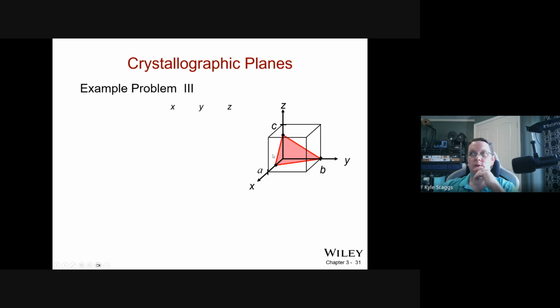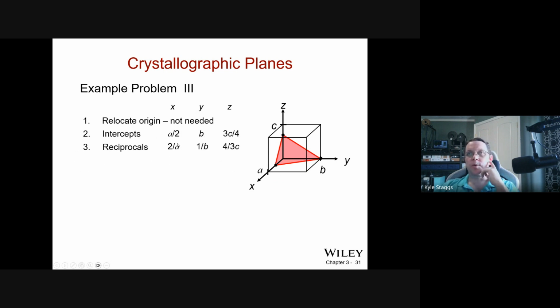Here, where we're crossing all three, we're crossing at 1/2, 1, and maybe 3/4. I think that one's set to be 3/4. So 1/2, 1, 3/4. Multiply through by those, or take the reciprocals first. Then multiply through by those indices, or multiply through by those unit cell lengths. All of those cancel out to leave us 1, 2, 1, and 4/3.